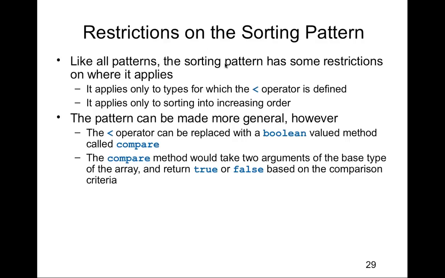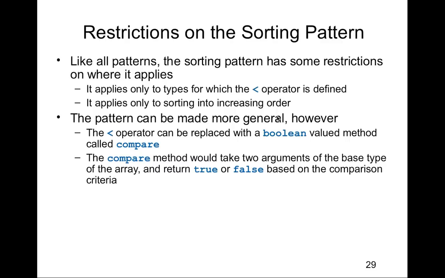So sorting patterns have some restrictions also. It applies only to types for which the less-than operator is defined. How can you sort a list when you don't know which one is smaller or greater than another one? Impossible. So that's not a sort. The pattern only applies when there's an order implied. And it applies only to sorting in increasing order. The pattern doesn't traditionally take into consideration decreasing versus increasing order, because traditionally we're checking to see if something is bigger than another, or increasing it.